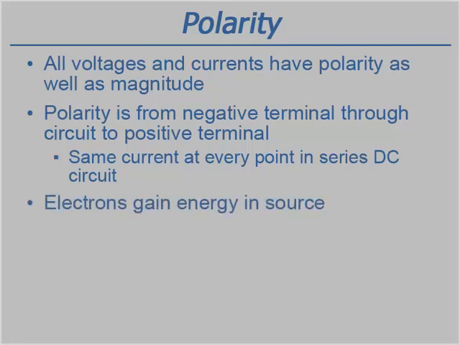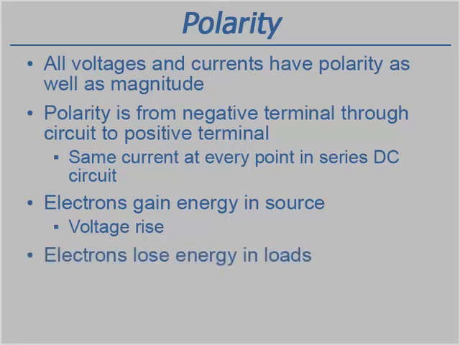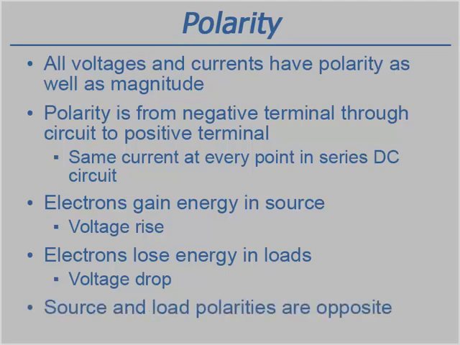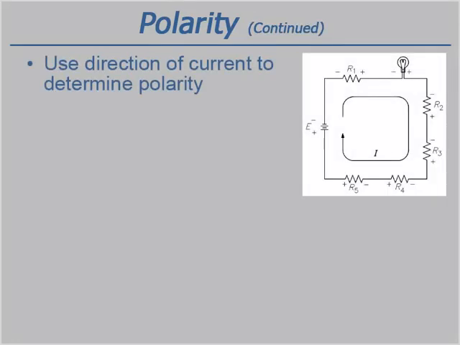However, electrons gain energy in a voltage source, which is measured as a voltage rise. Conversely, electrons lose energy in a load, which is measured as a voltage drop. Since a source is a voltage rise and a load is a voltage drop, the polarities will be opposite. The easiest way to find these polarities is to use the direction of the electron current as a basis.